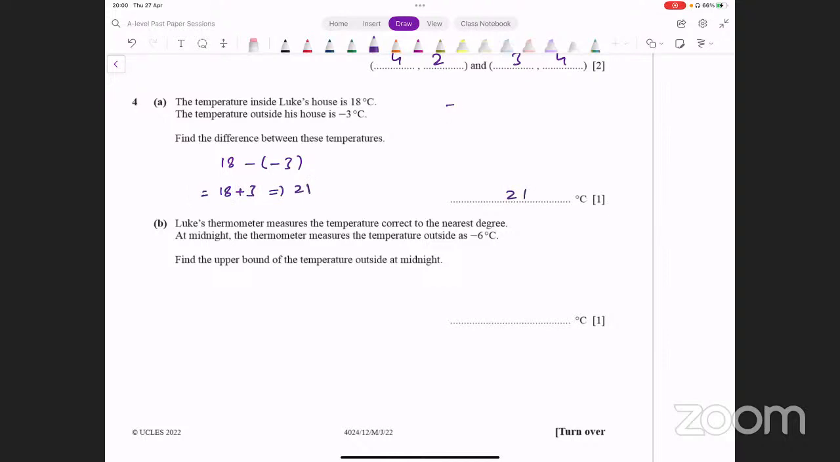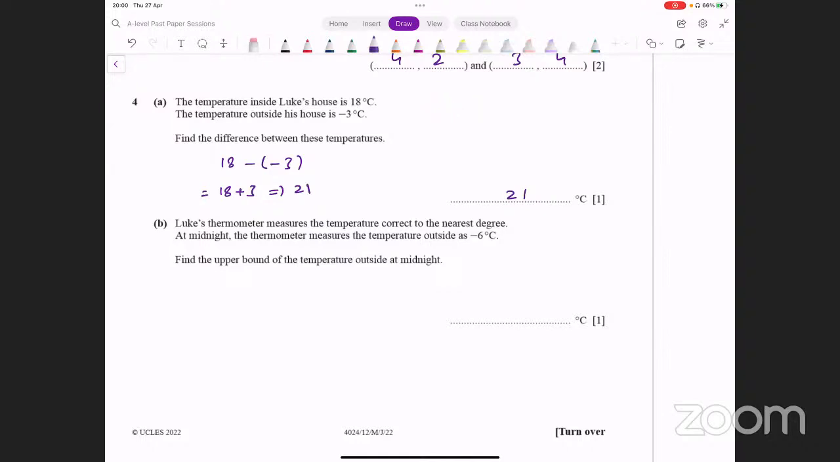आप उल्टा भी कर सकते थे, आप minus 3 minus 18 भी कर सकते थे. That also gives you 21. So the difference at the end is 21. Right? For negative or positive, that doesn't matter. The actual magnitude of the difference is 21. So आपने यहाँ पे 21 लिख दिया. ठीक है. Let's look at part B now.